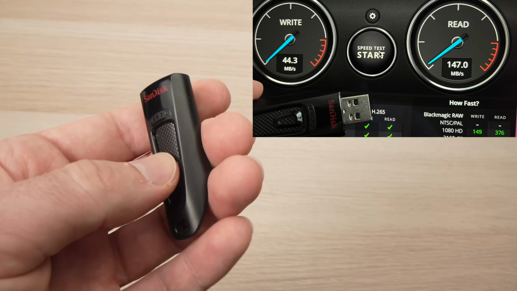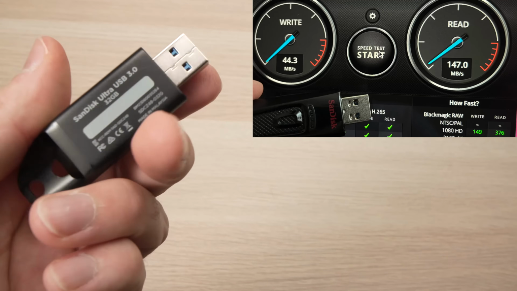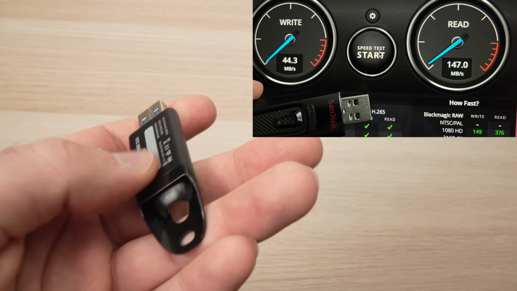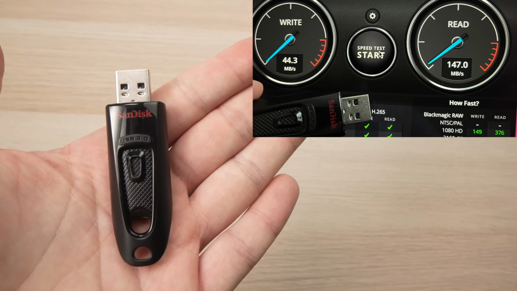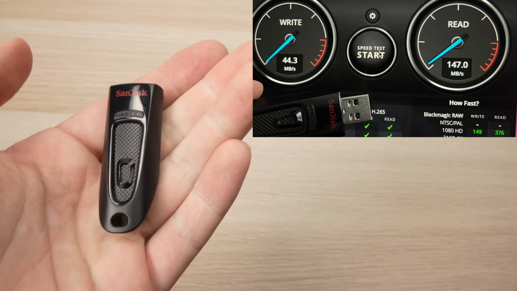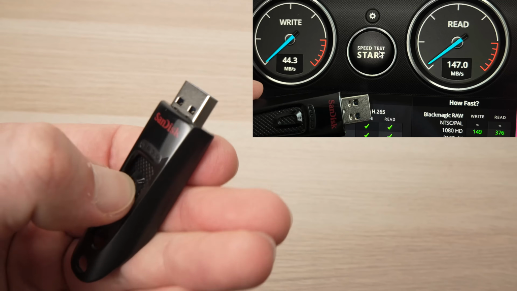Next we have this SanDisk Ultra, which has 44 megabytes per second write speed, which I think starts to get acceptable for USB 3. And read speed at 147 megabytes, it's not bad as well. So definitely this is one that I will recommend. The only downside is that it's big. So if this doesn't matter to you, I think you should go for it, especially if it's at a better price than the next one that I'll present.